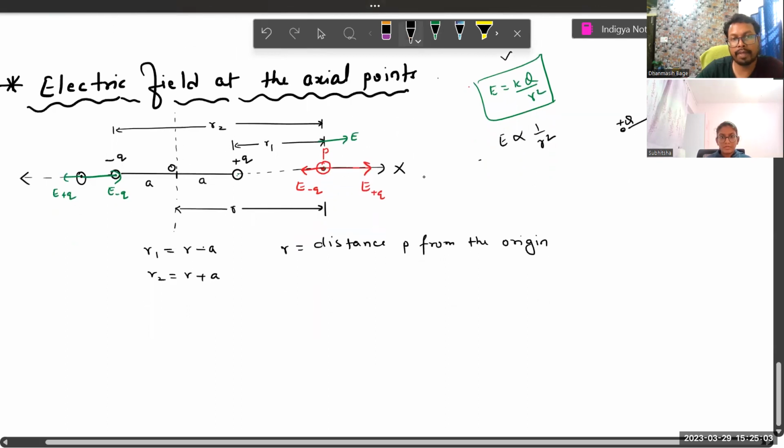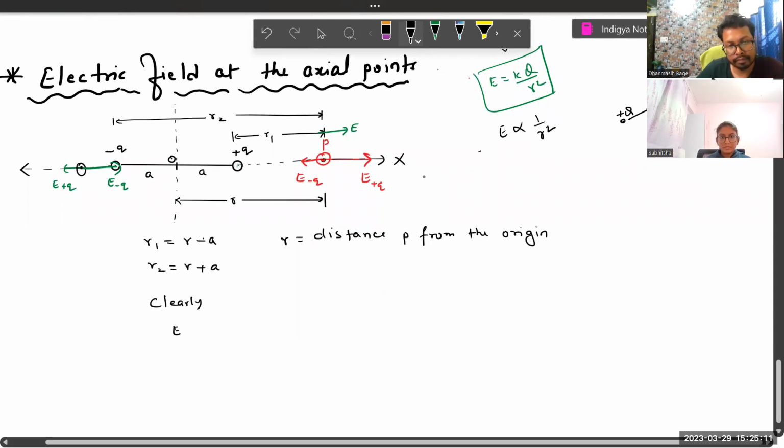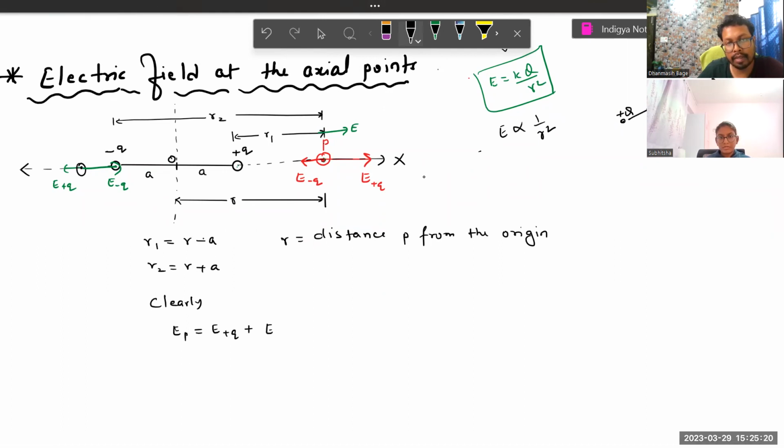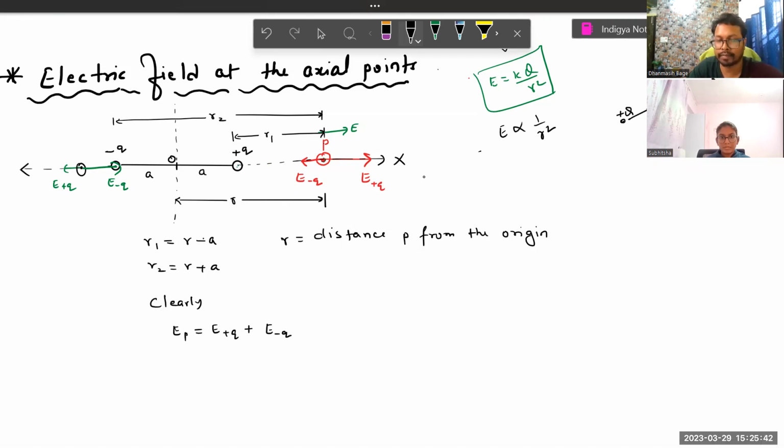So EP is equal to, we need to calculate this thing. EP is equal to E plus Q plus E minus Q. One thing you have to take it as positive: rightward vector, you have to take it as positive and leftward vector, you have to take it as negative. Because they are one-dimensional vectors, in one dimension we can take care of direction by positive and negative sign, so no need to use the vector sign here.